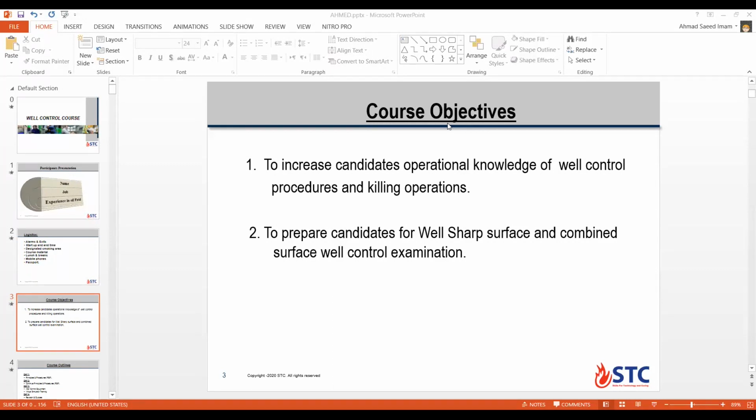For the second day, we're going to complete our PMP part, talking about kill sheet, how to properly solve kill sheet, then talking about killing method. Okay, we have routine method like driller, wait and weight, and we have unconventional like volumetric method. So we're going to talk about all of them. Then we're going to talk about stripping operation.